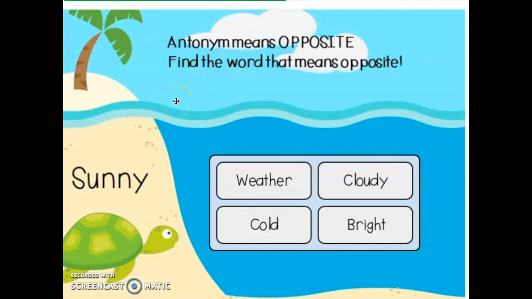This is going to be the last one we do. Sunny. We want the opposite or antonym of sunny. Weather, cloudy, cold, bright. Which word means the opposite? That's right, cloudy is the opposite. Great job. I hope you had fun.